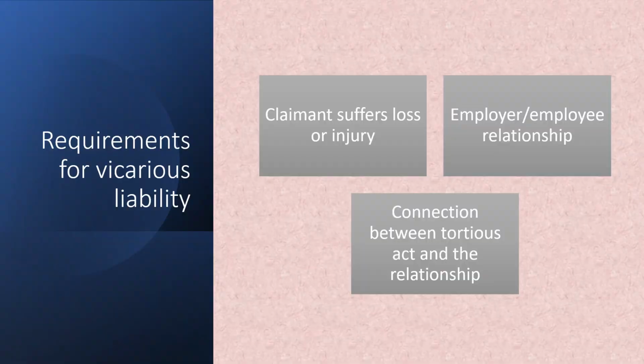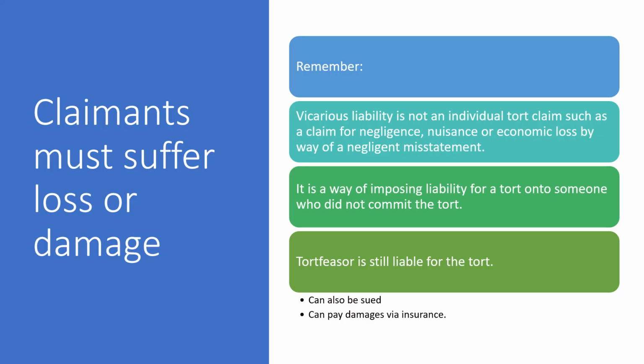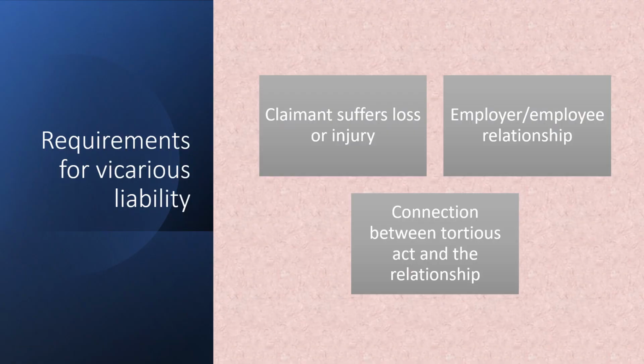So the requirements, first of all, are that the claimant must suffer an injury or loss. We would then look at the employer-employee relationship, how that's proven, and the connection between the tortious act and the relationship. Remember, vicarious liability is not an individual tort, such as negligence, nuisance, or economic loss by way of negligent misstatement. What it is, is it imposes liability on someone who didn't commit it, and usually the employer. And in terms of what you need to be looking at, it's usually going to be for negligent misstatement or a negligent act in your AQA Tort Law exam on paper 2.